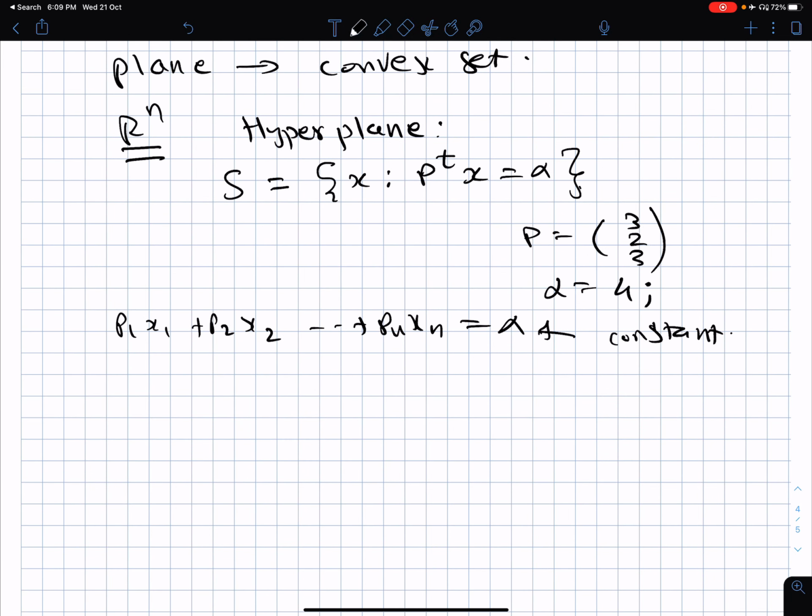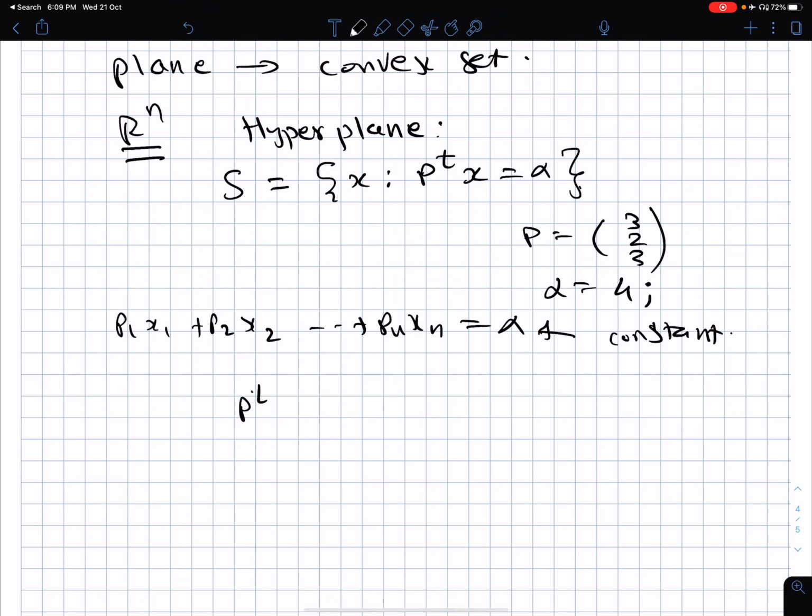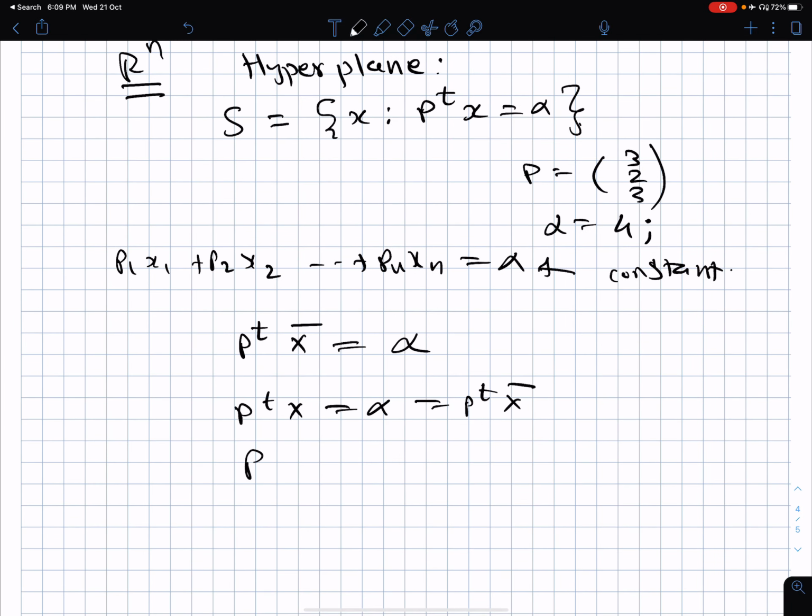Now imagine that there is some point x bar which is on this hyperplane. So then what will happen? P transpose x bar is going to be equal to alpha. So therefore I can write P transpose of x is equal to alpha is equal to P transpose of x bar, or in other words P transpose of x minus x bar is going to be equal to 0.